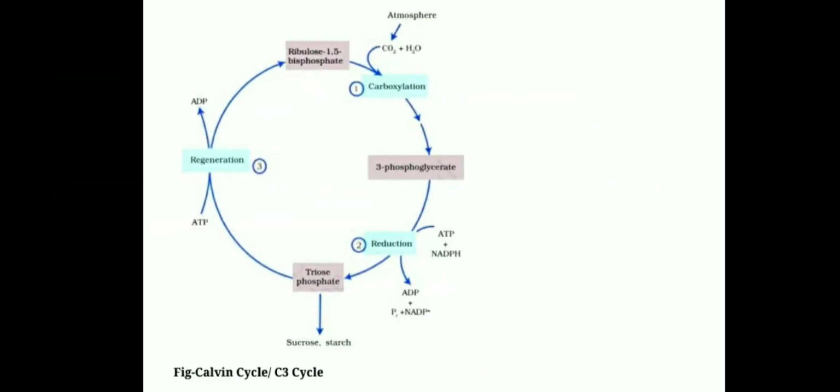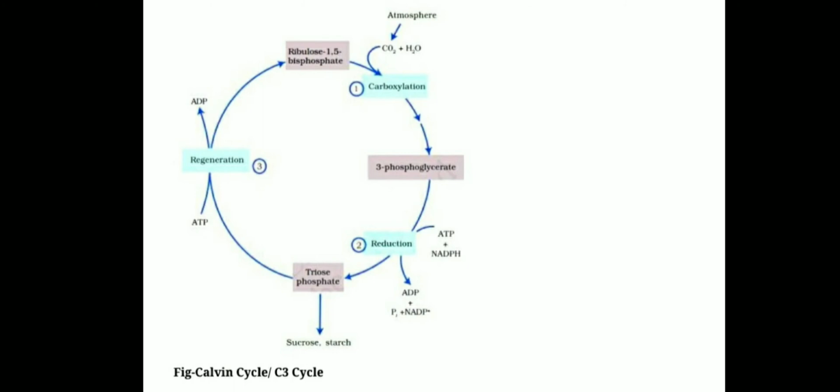In our book this diagram is given. RuBP, ribulose 1,5-bisphosphate, combines with CO2. It fixes the CO2 from the environment, and in the presence of RuBP carboxylase it is converted to 3-phosphoglycerate. This is the first step of the C3 cycle. It is called carboxylation.